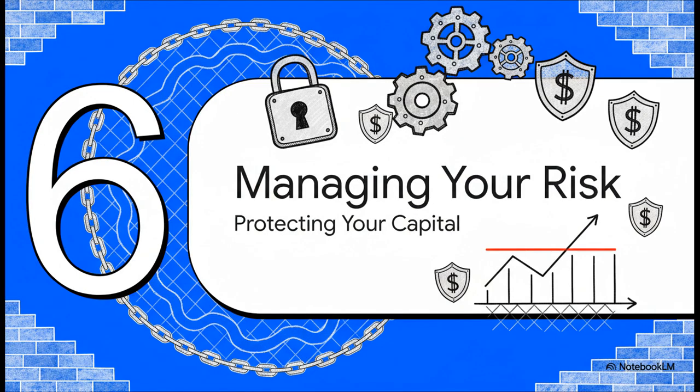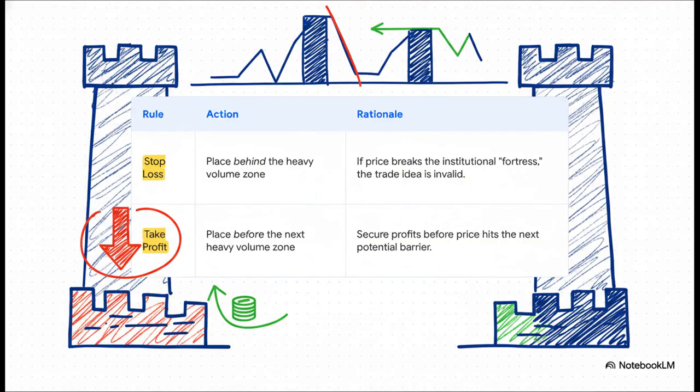Okay, strategy is only half the battle, right? It is absolutely useless if you don't have a rock-solid plan to manage your risk. So let's lock in the rules that are going to protect your capital. The rules are simple, but they are absolutely crucial. For your stop loss, you place it behind that entire heavy volume zone. Think about it. If the price breaks through that whole institutional fortress, the reason for your trade is gone. It's invalid. And for your take profit, you place it before the next heavy volume zone. Take your profits before price hits the next potential wall. These two rules, they're non-negotiable.